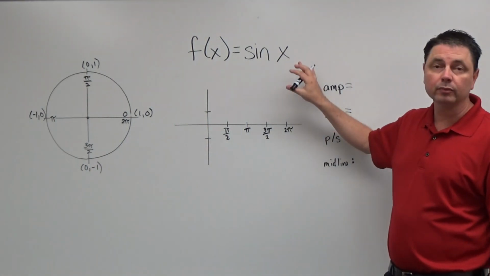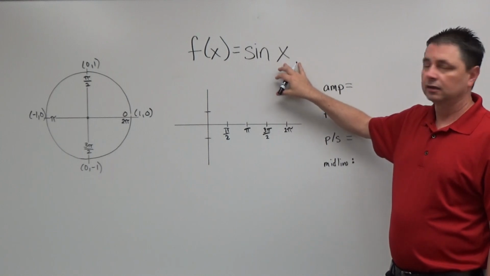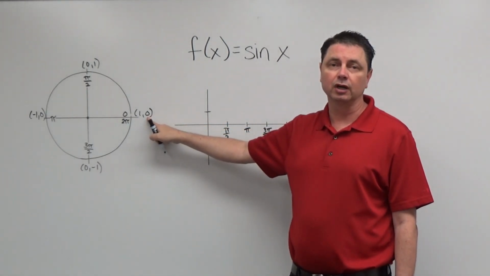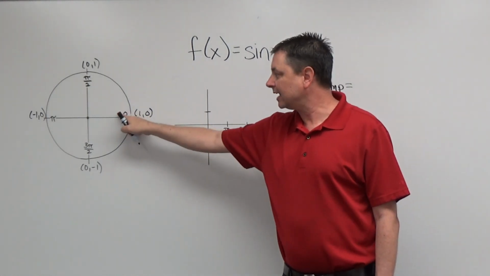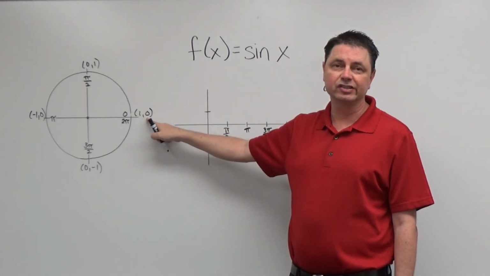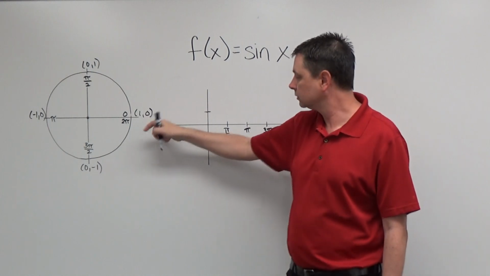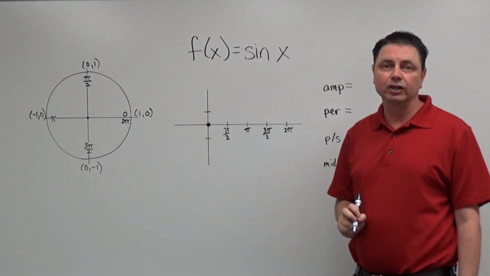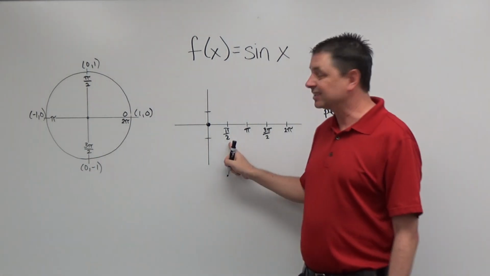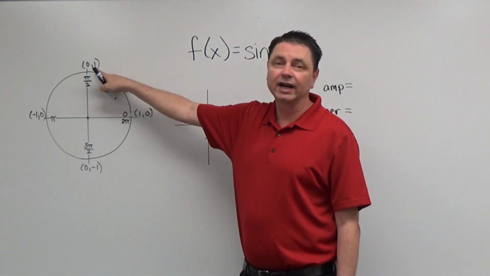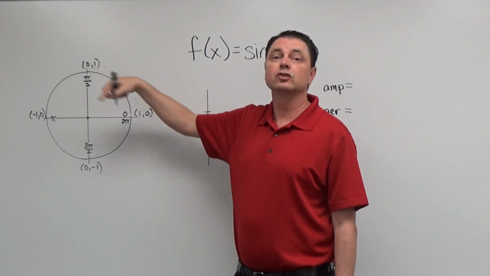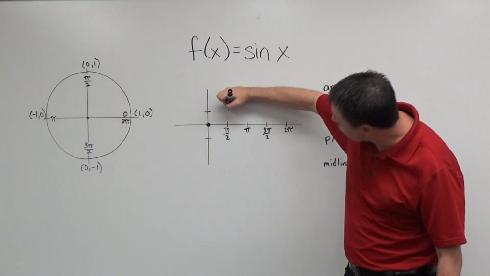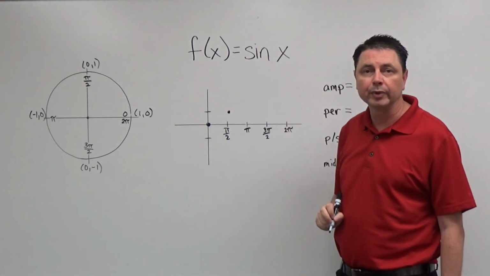And remember from the unit circle lesson, the sine function is defined by the y-coordinate on the unit circle. So at 0, the y-coordinate is 0, so sine is 0. There's a point at the origin. When we get to pi over 2, the y-coordinate is 1. So the sine function value is 1. Here's 1. So at pi over 2, we're up at 1.